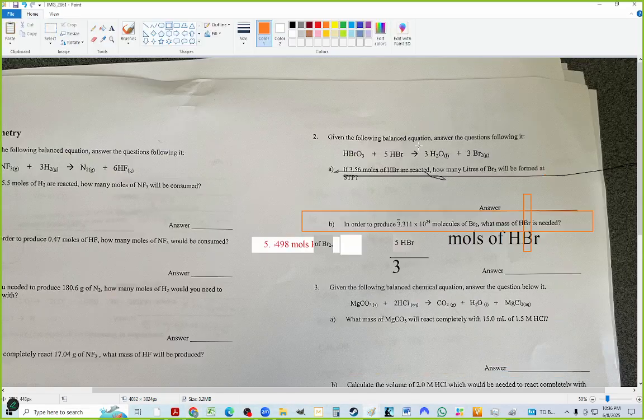Yeah, I think you might have said that. So you're right. You just multiply this by 5, divide it by 3, and then multiply it by the molar mass, and you end up with mass.